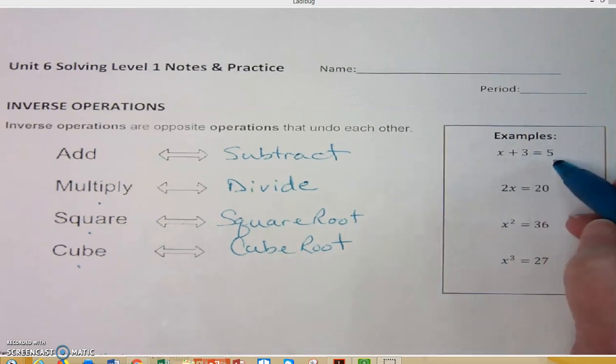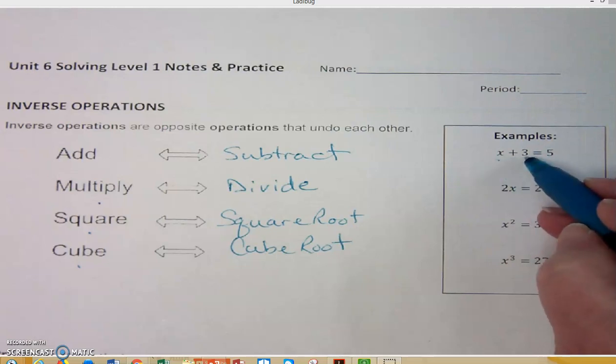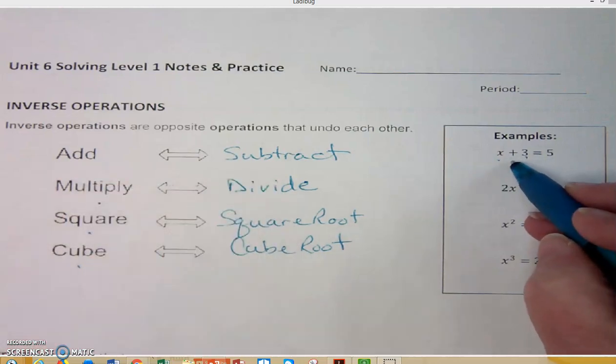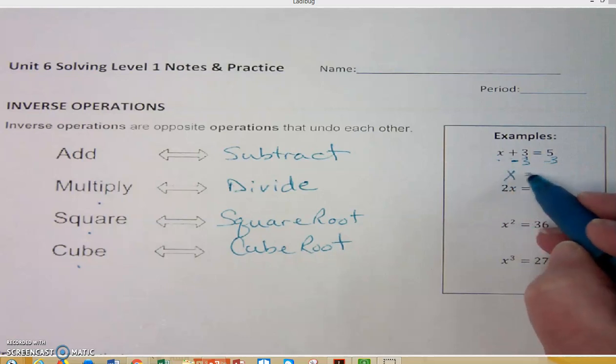x plus 3 equals 5. In order to solve for x, we need to isolate it. So that means if we have plus 3, addition, we need to do the inverse, which is subtraction. So we're going to subtract 3 from both sides, and we will have x equals 2.